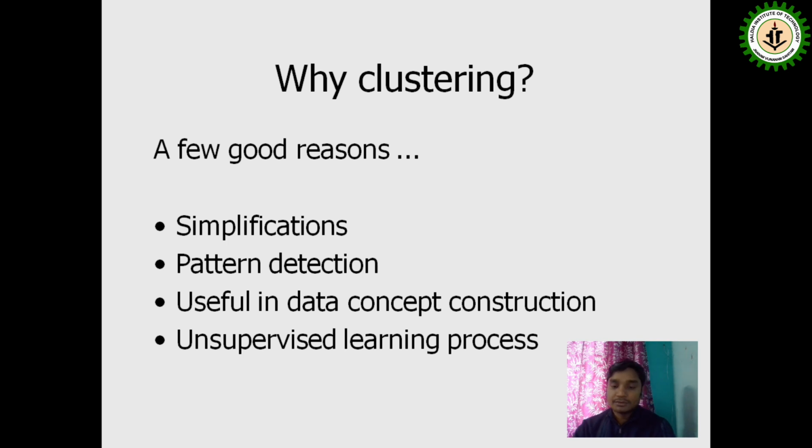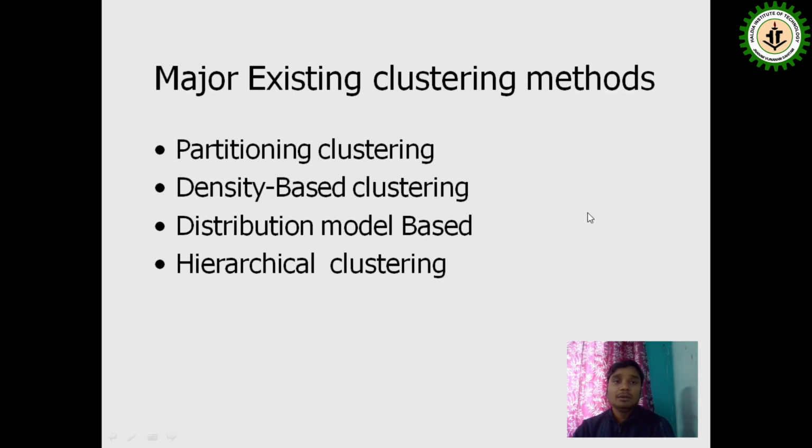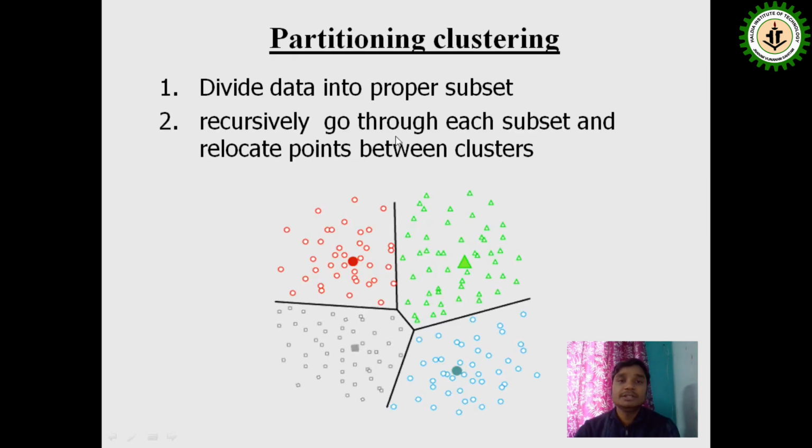Now I will discuss the various methods of the clustering process. There are four types of clustering method: one is partitioning clustering, second is density based clustering, third is distribution model based clustering, and fourth is hierarchical clustering. I will discuss them one by one. Next I will discuss partitioning clustering.